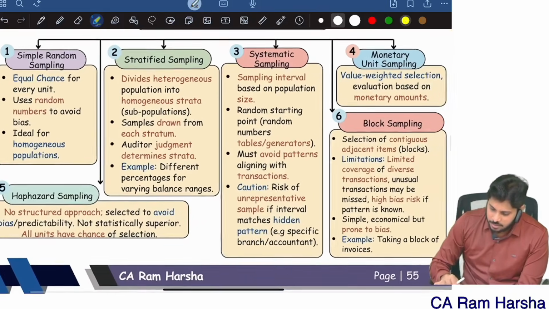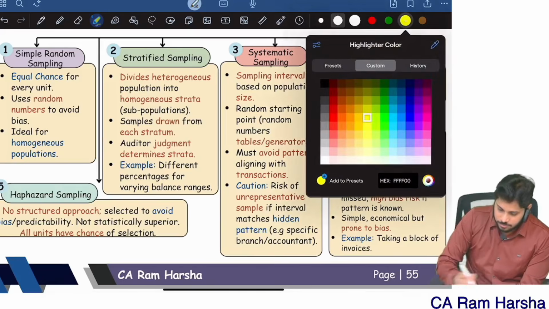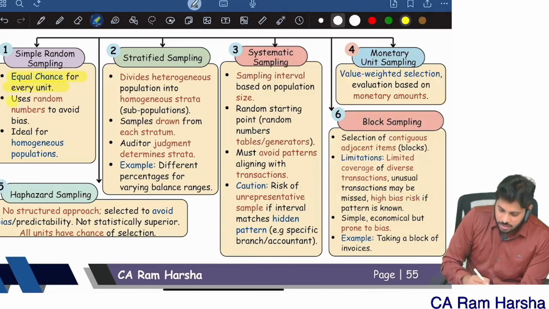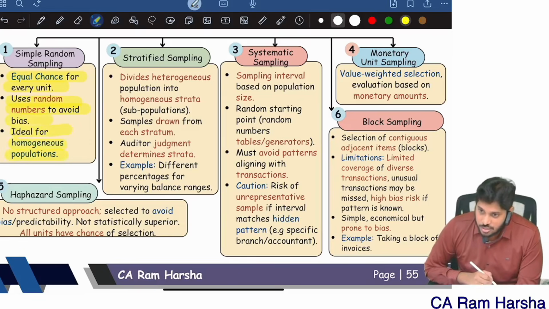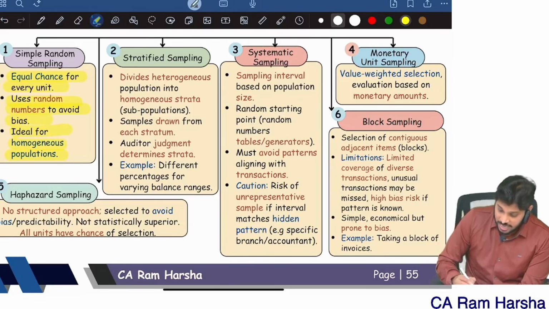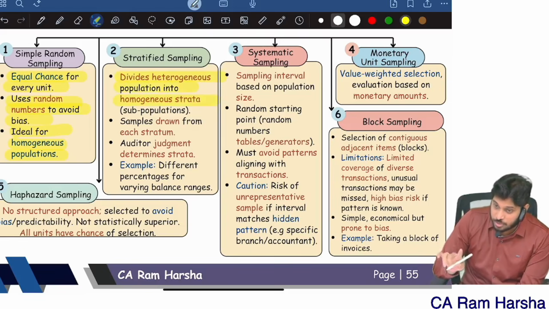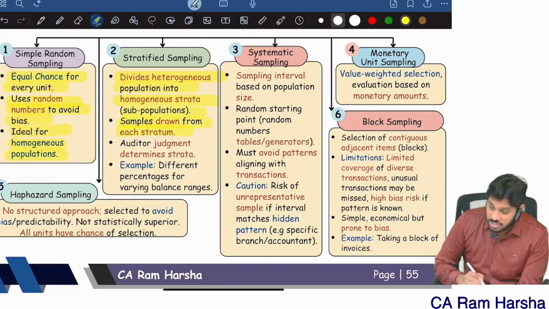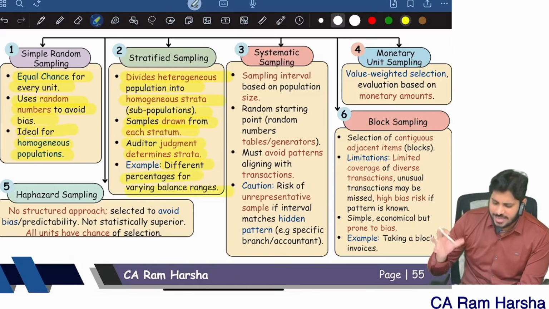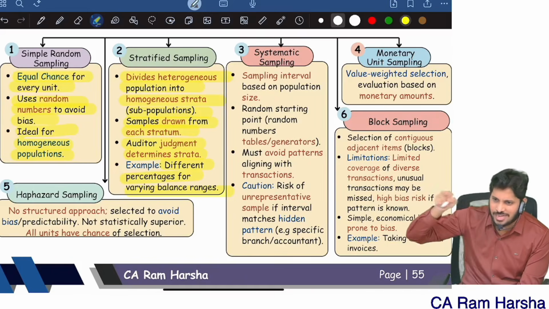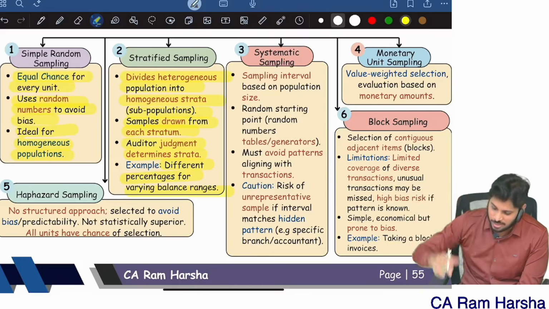Methods of sampling. Simple random sampling: equal chance for every unit, uses random numbers to avoid bias, ideal for homogeneous population. Stratified: divides heterogeneous population into homogeneous strata, subpopulations, samples drawn from each stratum. Auditor determines the number of strata. Example: different percentages for varying balance ranges, up to 5 lakhs, up to 10 lakhs, how much percentage you should select, yes or no? Yeah.